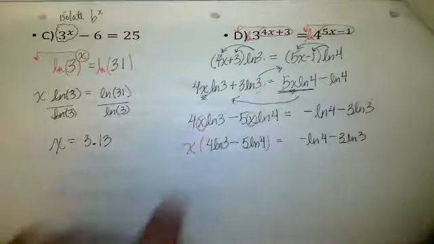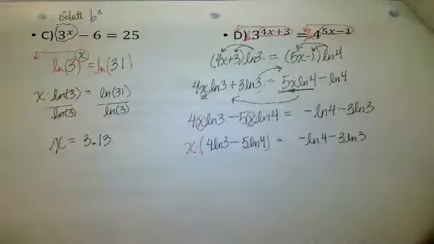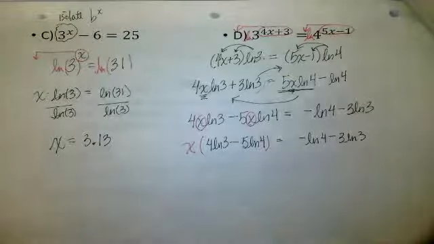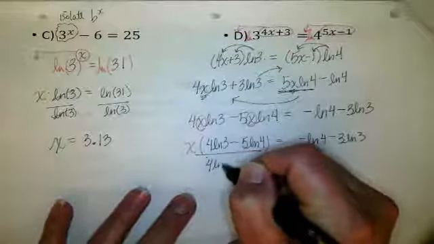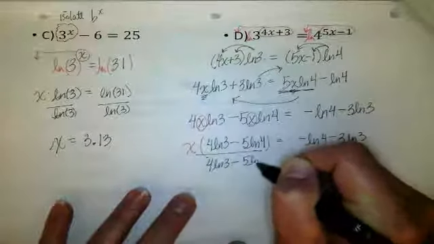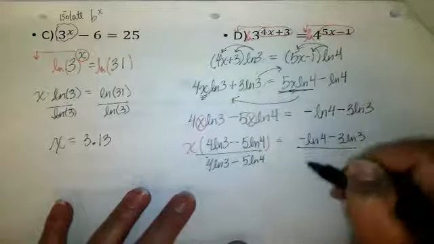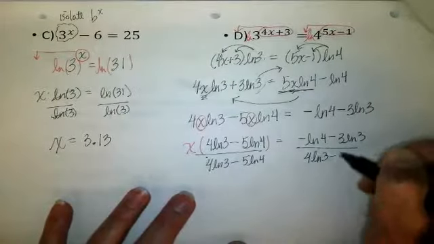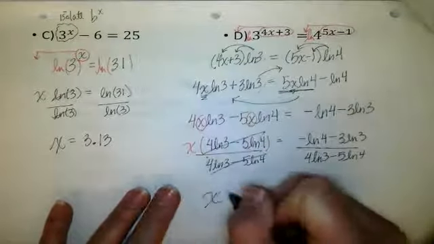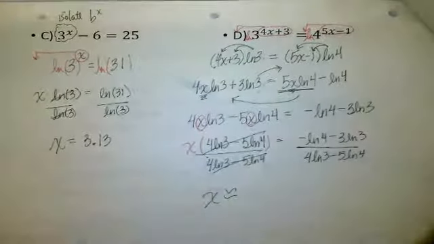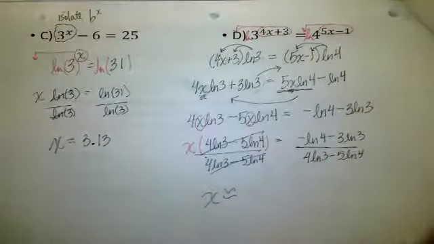We're getting there. We're one step more. How do you get x by itself? Divide by that whole thing. So we're dividing by the whole 4 natural log of 3 minus 5 natural log of 4. The whole thing goes away, and so we get x isolated. And how do you plug that into your calculator?